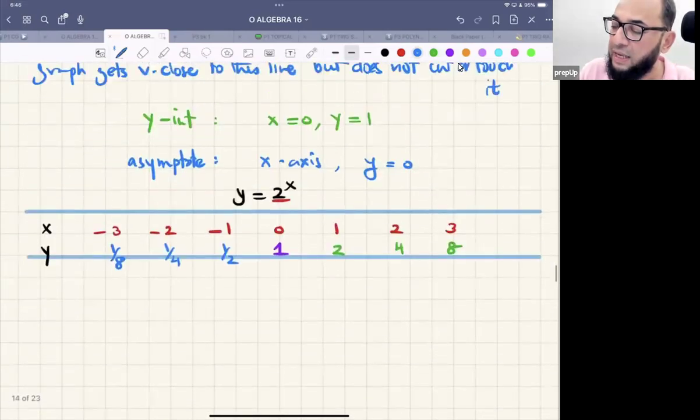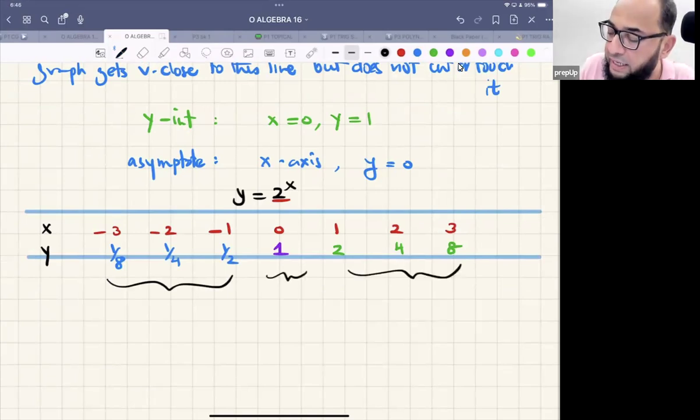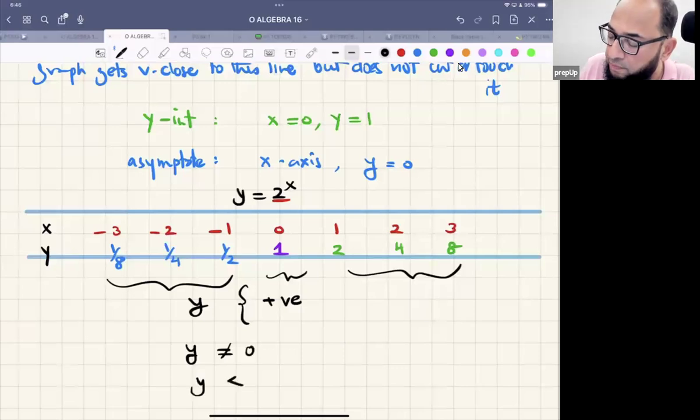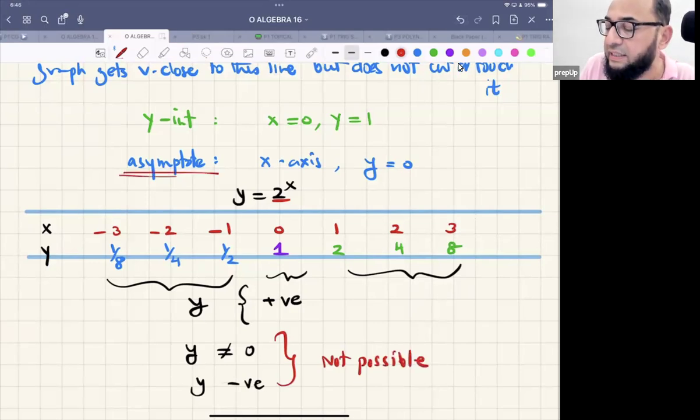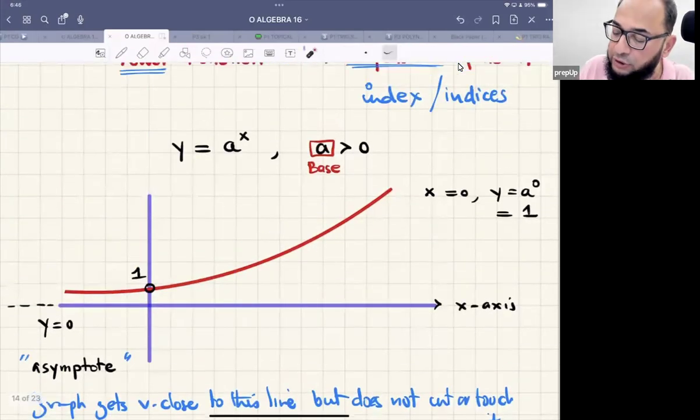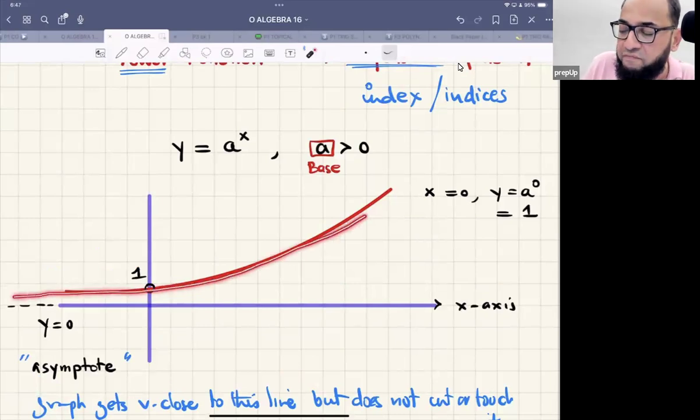What do we observe? We observe that these y values can be positive. That is acceptable. But the y value cannot equal 0, and the y value cannot be negative. That is not possible. That is why we have the asymptote, the x-axis, which is y equals 0. So the y values remain positive. They become very, very small or very, very large.